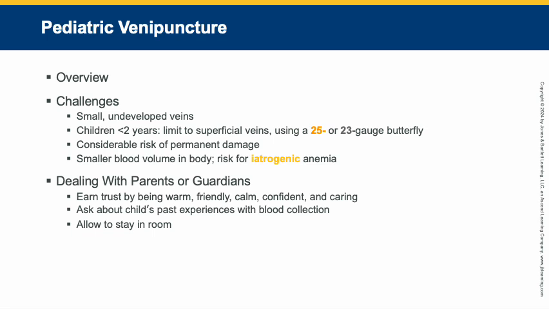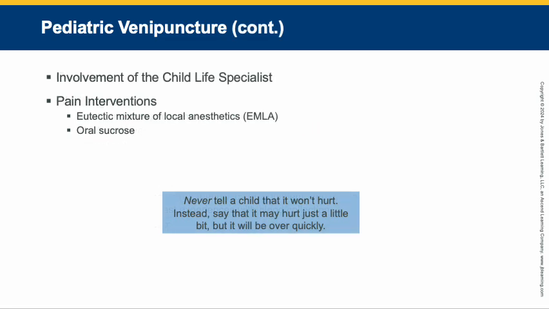What if we're dealing with parents or guardians of these children? Well, first of all, you're not going to get that kid's permission because they don't have the permission to give you. You've got to get this from the parent or guardian. So you've got to be nice to that parent or guardian. You're going to earn their trust by being warm, friendly, calm, confident, and caring. Ask about the child's past experiences, if they've had any blood drawn, and allow them to stay in the room. You don't ask them to walk out because, in fact, they may keep the child much calmer than you would.